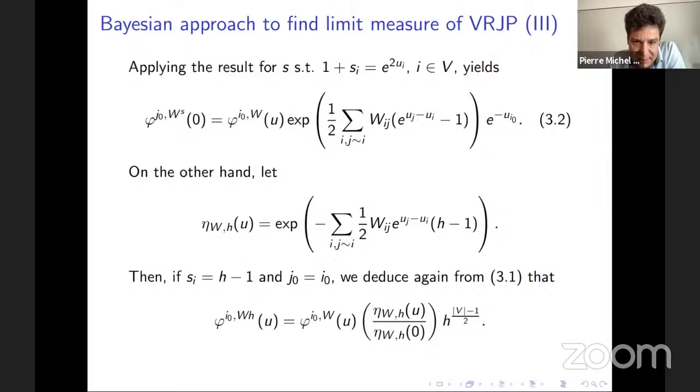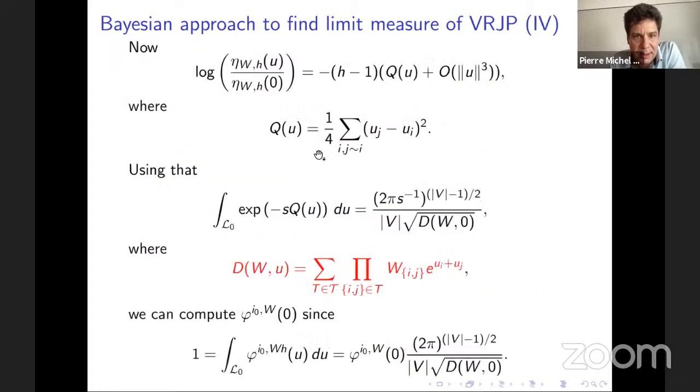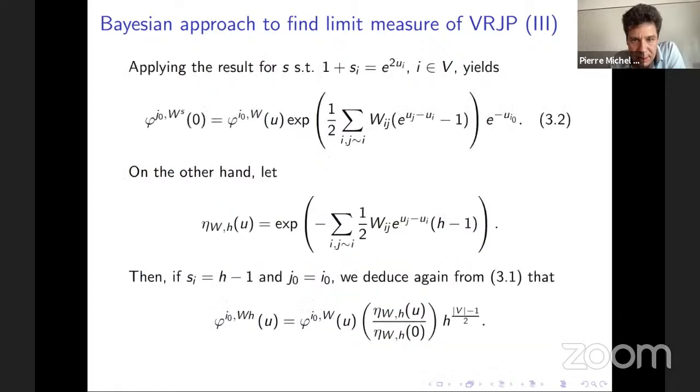And then you do the same technique, which is to note that this quotient here of eta WH of u over eta WH of 0, where eta WH of u is defined here, is the exponential of minus 1/2 of the sum of Wij (e to the uj minus ui h minus 1).